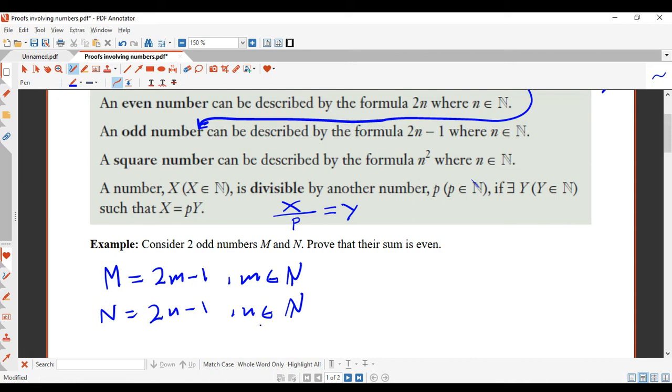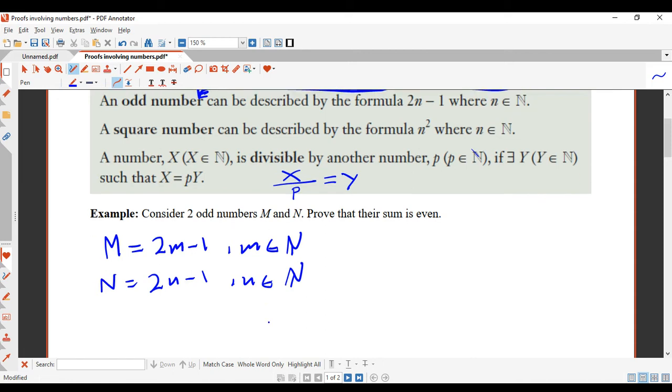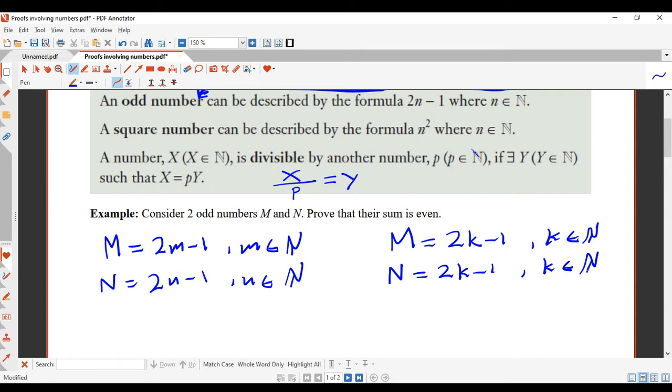So you have to use different pronumerals. A common error is this: people will go, m is 2k minus 1, k is an element of the natural numbers. And then they'll go, n is equal to 2k minus 1, k is an element of the natural numbers. This is a mistake because you've got the same pronumeral there. You must have a different pronumeral here compared to here, just like we have m and n. So this here is wrong. Don't do it like that.